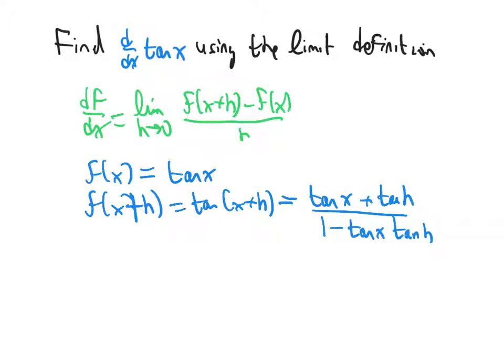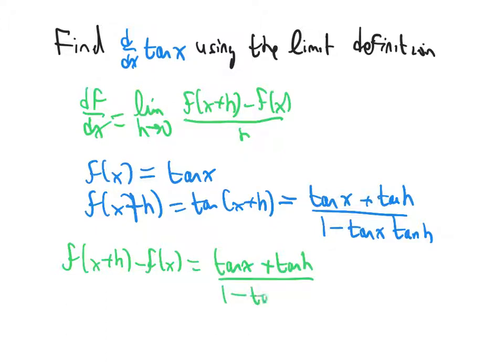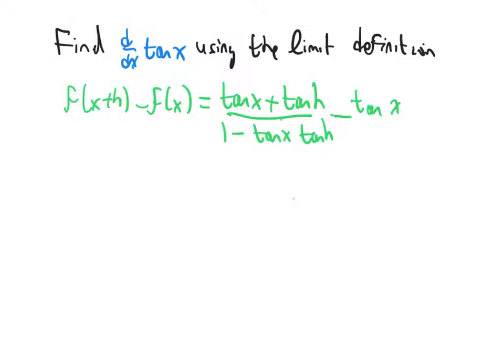And then that allows us to say that f of x plus h minus f of x is tan x plus tan h all over 1 minus tan x tan h, minus tan of x. And that is not fun. Alright, and then we just keep processing. So we'll take that second term and make it into a common denominator. So we'll have this.